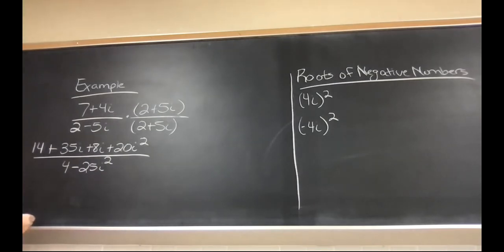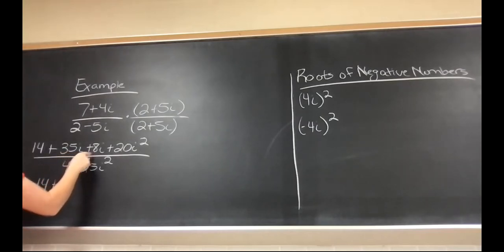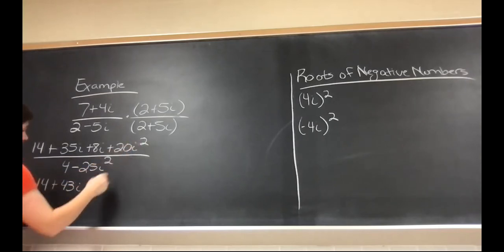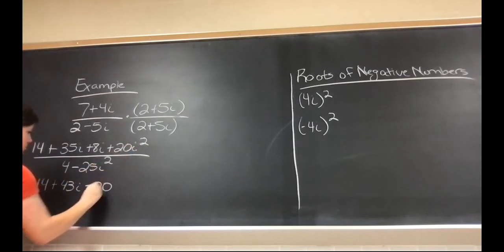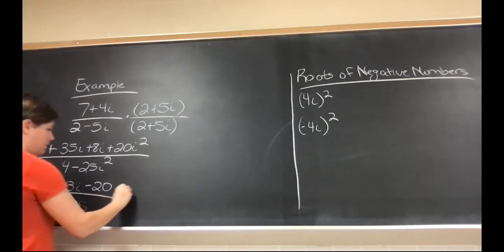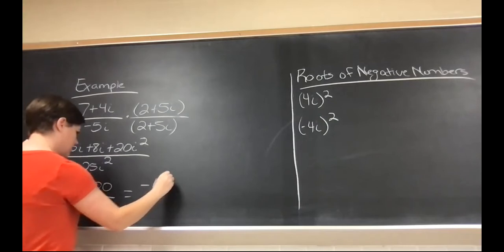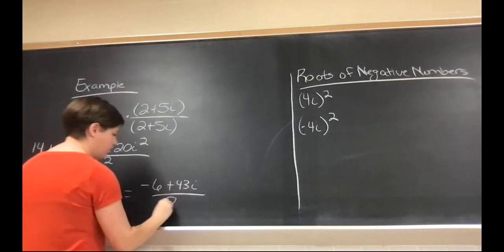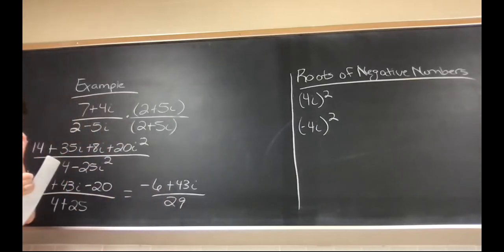So start combining my like terms. I have 35i plus 8i, which is 43i. That i squared becomes a negative 1. So that's a minus 20, all over. I have 4, and then the i squared becomes a negative, so plus 25. 14 minus 20 equals a negative 6 plus 43i, all over, and the 4 plus 25 is 29.